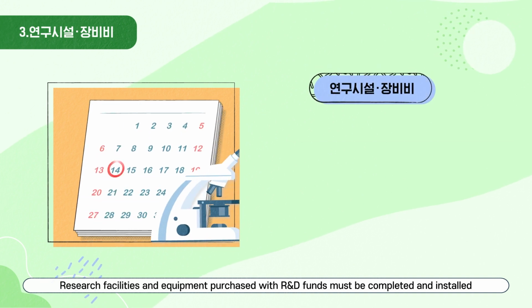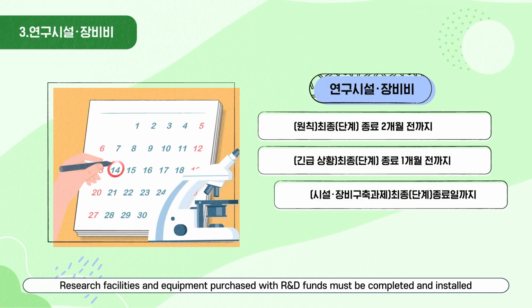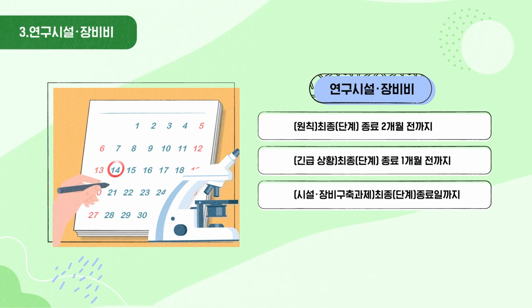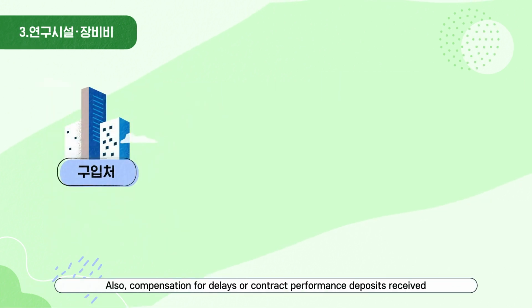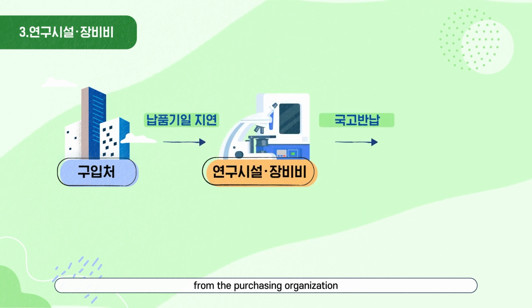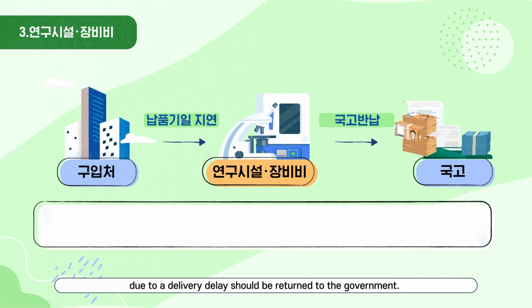Research facilities and equipment purchased with R&D funds must be completed and installed 2 months prior to the final day of the research. Also, compensation for delays or contract performance deposits received from the purchasing organization due to a delivery delay should be returned to the government.